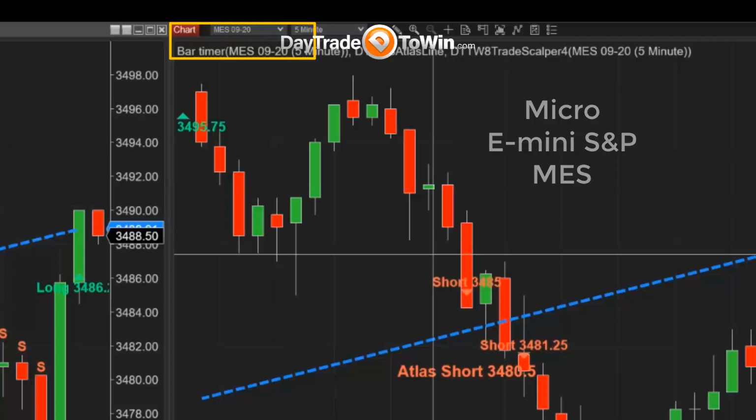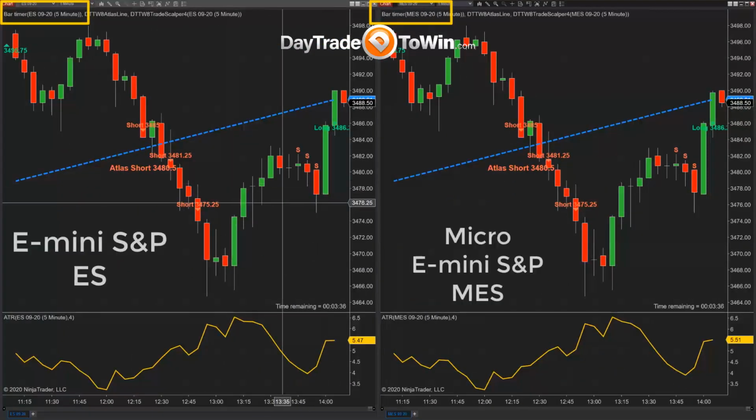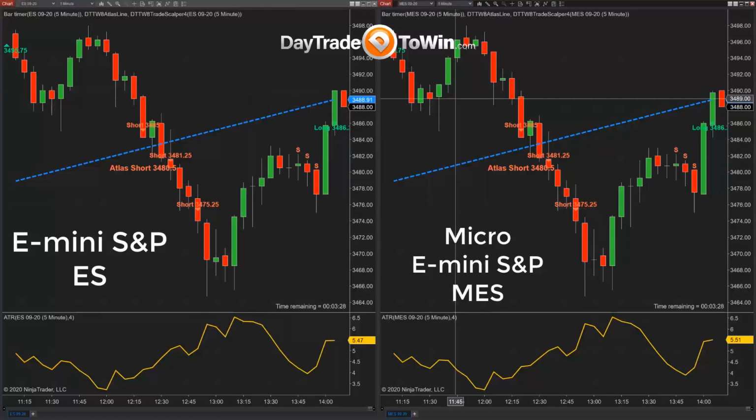The price activity is exactly the same. The signals are exactly the same. Well, what's the difference and why should you trade the MES over the E-mini or vice versa?